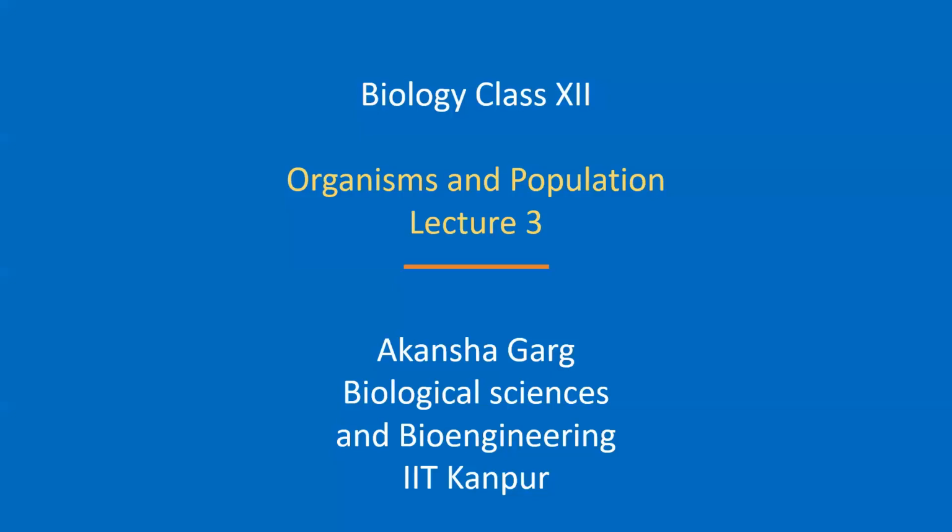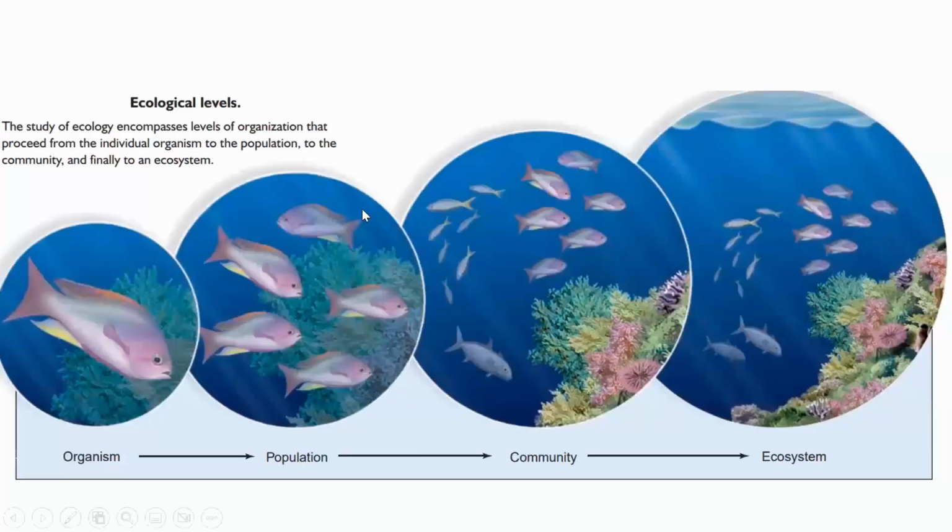So we know that if we talk about ecosystem, we have different ecological levels, and starting from the organism, we have population, then we have community, and then we have ecosystem. So the study of ecology encompasses levels of organization that proceed from the individual level, that is from the level of organism to the population, then to the community, and finally to the ecosystem. This diagram here itself represents what is the difference between an organism, population, community, and an ecosystem.